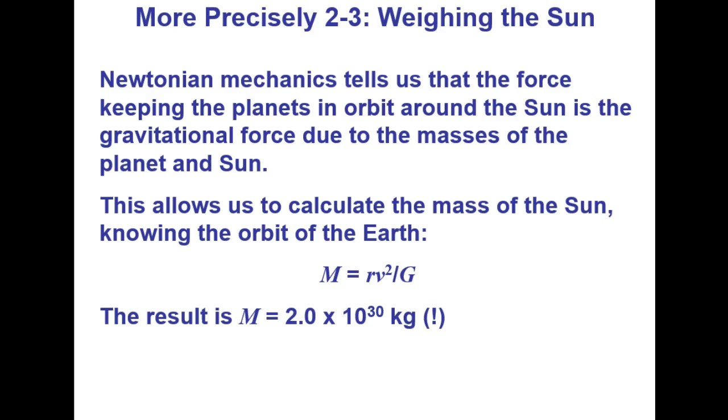Newtonian mechanics tells us that the force keeping the planets in orbit around the Sun is the gravitational force due to the masses of the planet and Sun. This allows us to calculate the mass of the Sun, knowing the orbit of the Earth. M equals R V squared divided by G. The result is M equals 2.0 times 10 to the 30th kilograms.